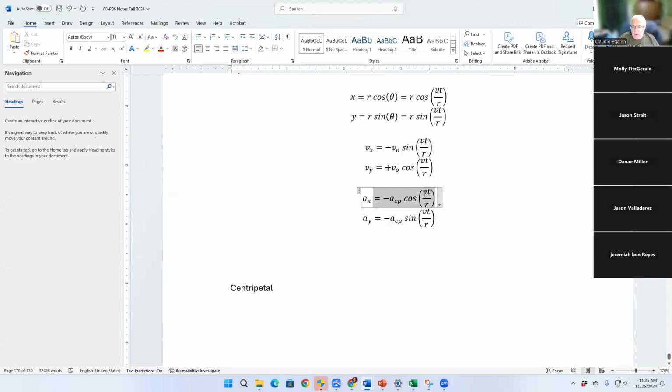And the centripetal acceleration, we derived that it's going to be v naught squared over R. Here you go: v naught squared over R. Oh, I don't want that. I want to repeat it.